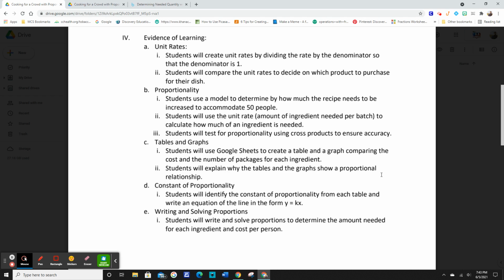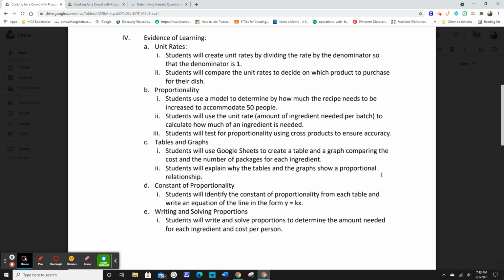All right, so I need to look for evidence that they are understanding, that they are learning about the particular objectives. So I need to assess them to what degree they are at that particular objective. So I have listed several different key aspects that I'm going to be looking for.